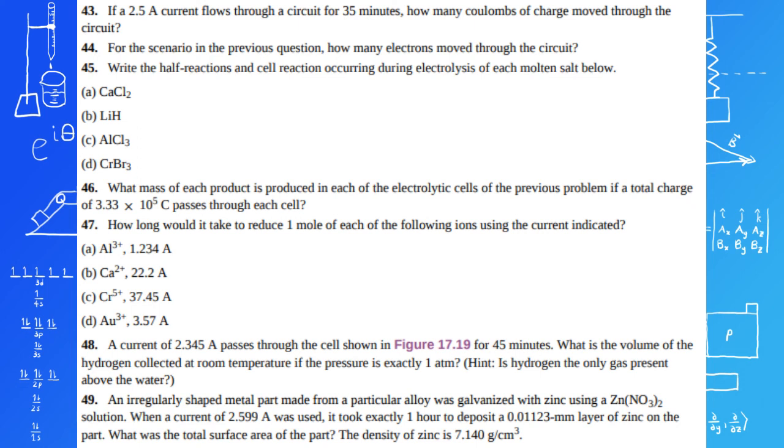What is the volume of the hydrogen collected at room temperature if the pressure is exactly 1 atmosphere? Well, if we know the temperature and we know the pressure, then all you have to do is solve for the moles of hydrogen, and then you'll plug that into the ideal gas equation to get the volume. So I'm not sure, what's confusing me is the hint. It feels unnecessary.